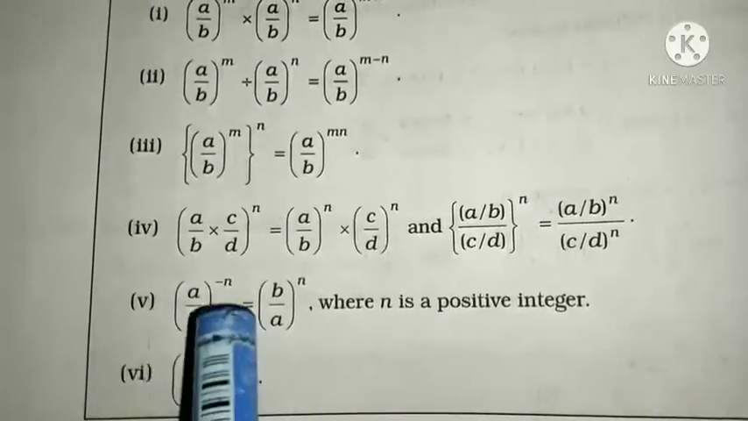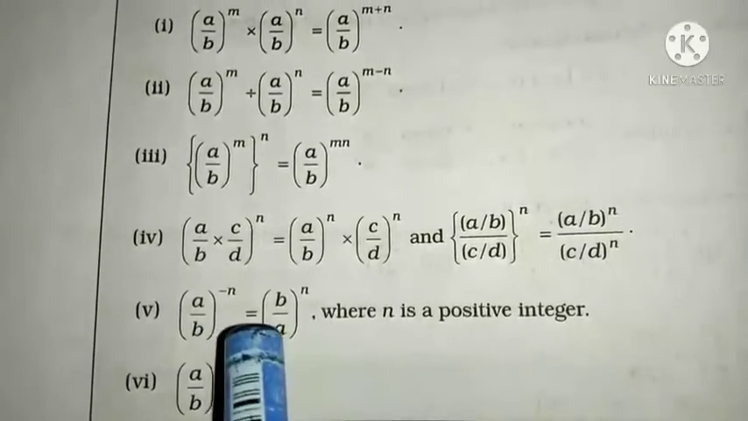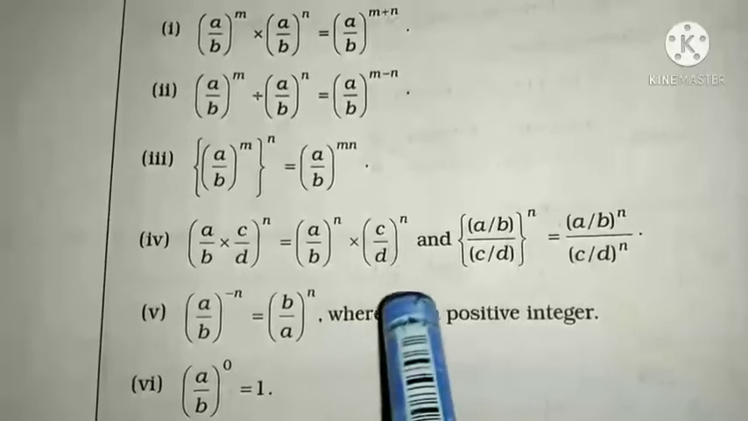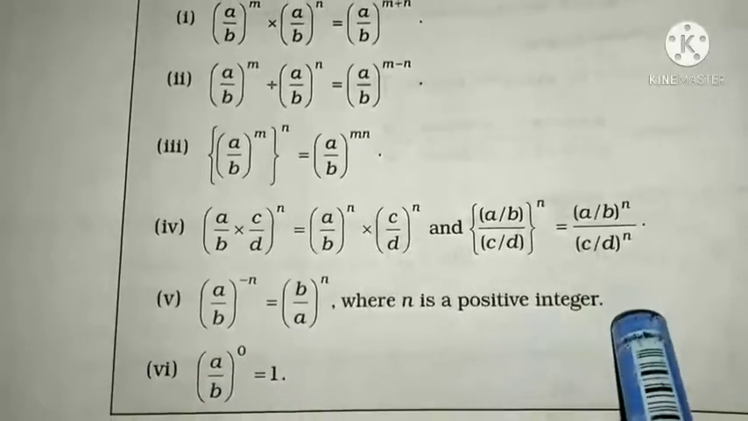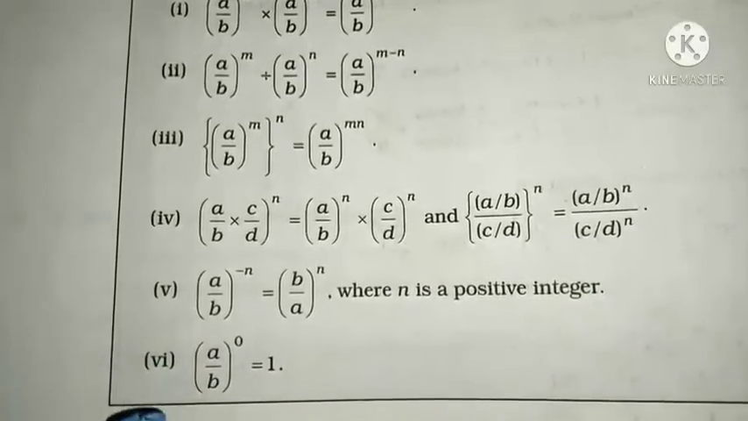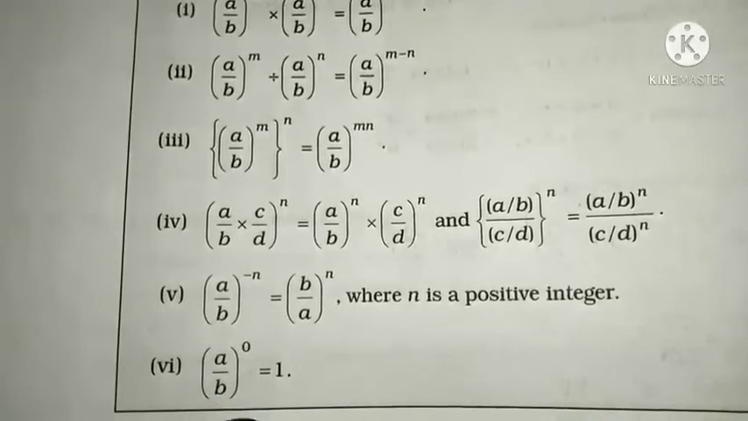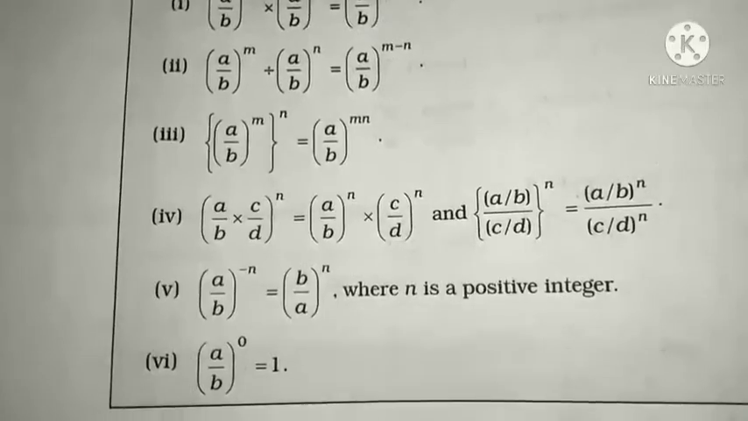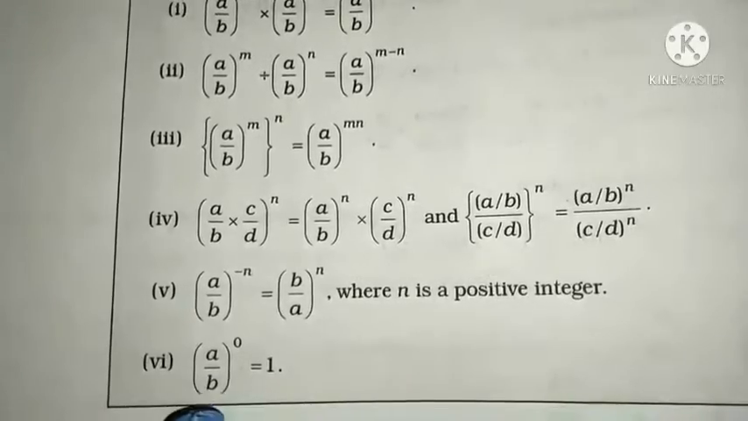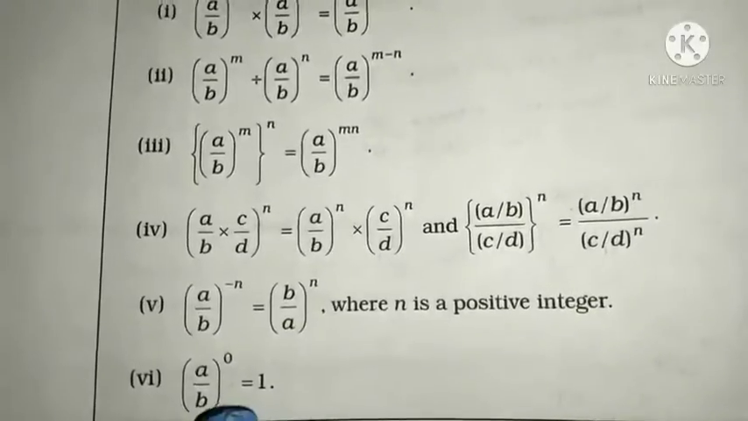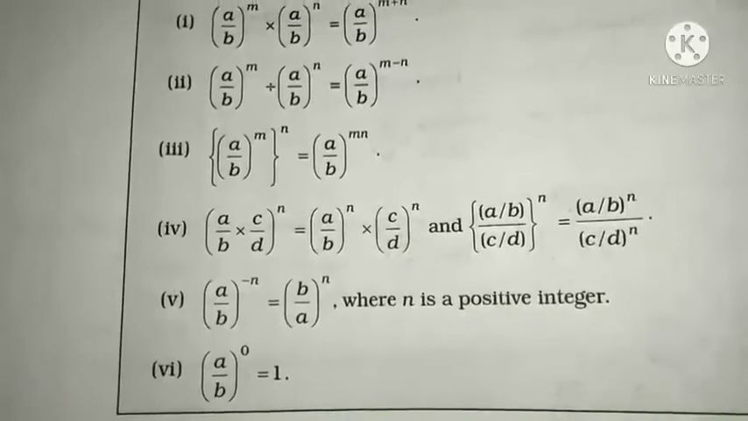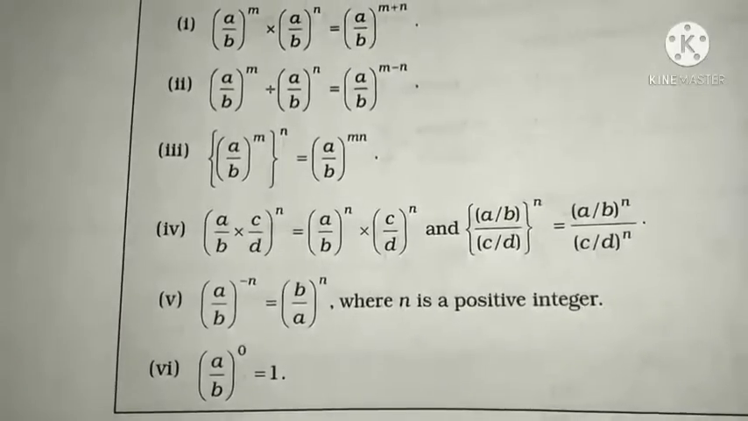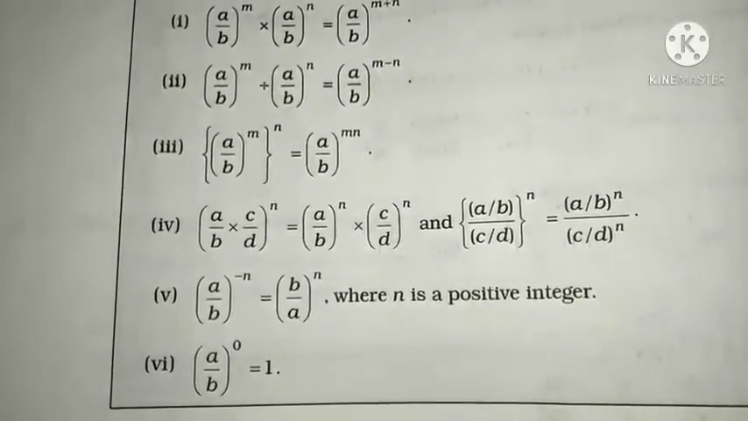The fifth law of exponent, (a/b)^(-n) can be written as (b/a)^n, where n is a positive integer. And also in the sixth law of exponent we have (a/b)^0 is equal to 1. If the power is 0 of any number, the result is 1. Okay, now we'll solve some examples based on this law of exponents.